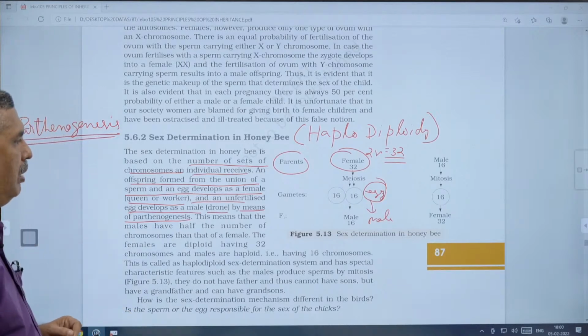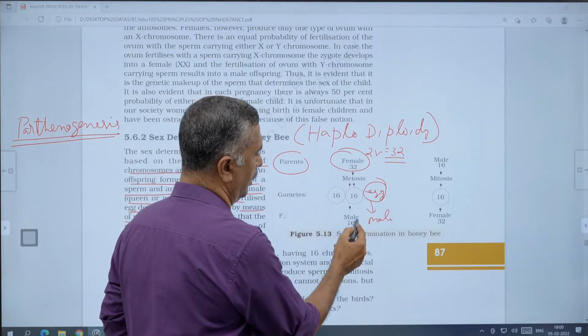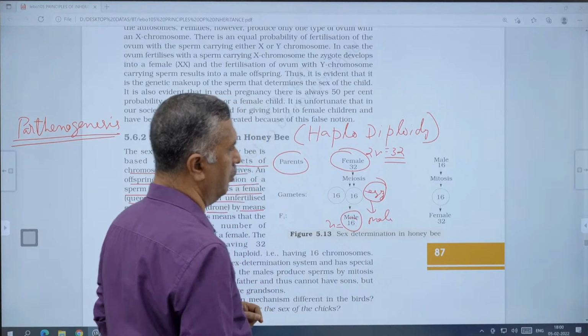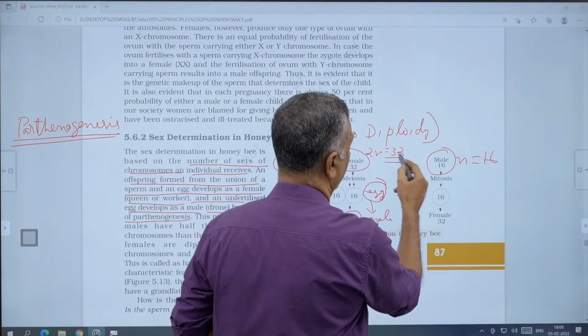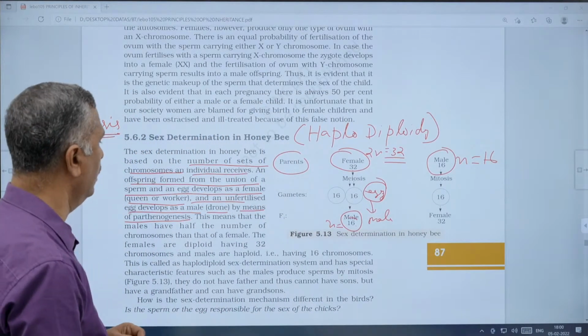So what will their chromosome number be? Without fertilization, the males are producing haploid 16. It will be 16. So the chromosome number of males is n equal to 16. Females will be 2n equal to 32. Females have 32.